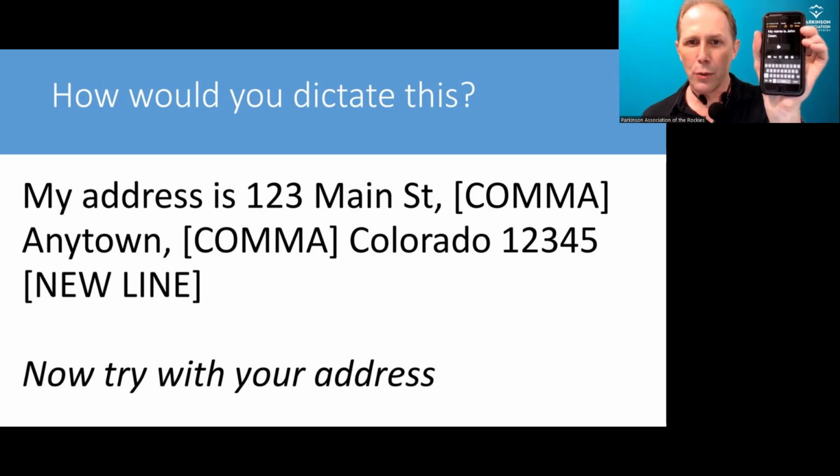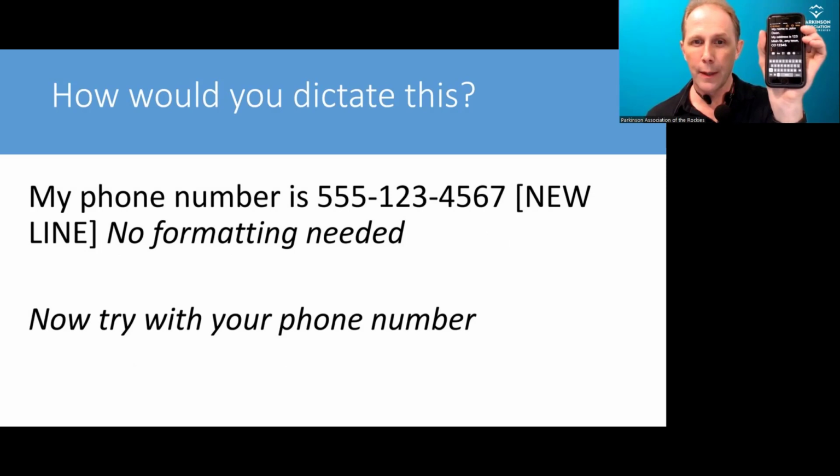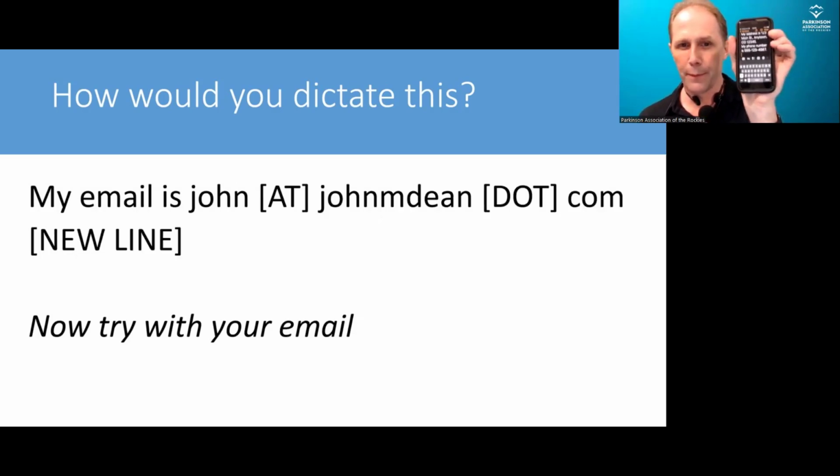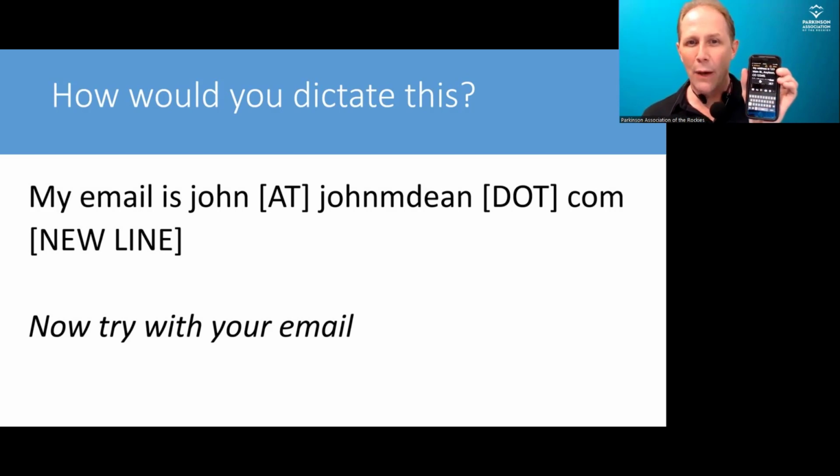My address is 123 Main Street, comma, Anytown, comma, Colorado, 12345, new line. My phone number is 555-123-4567, new line. My email is john@johnmdean.com.